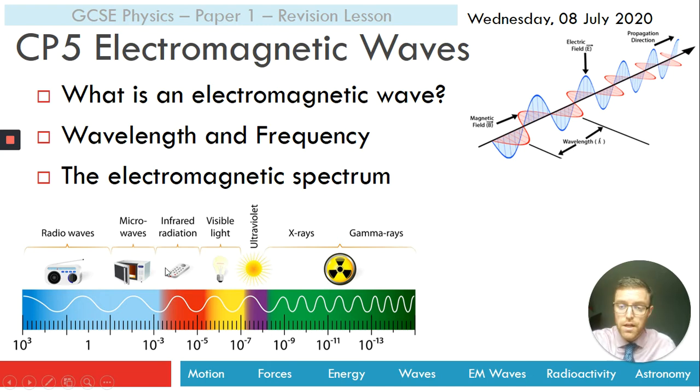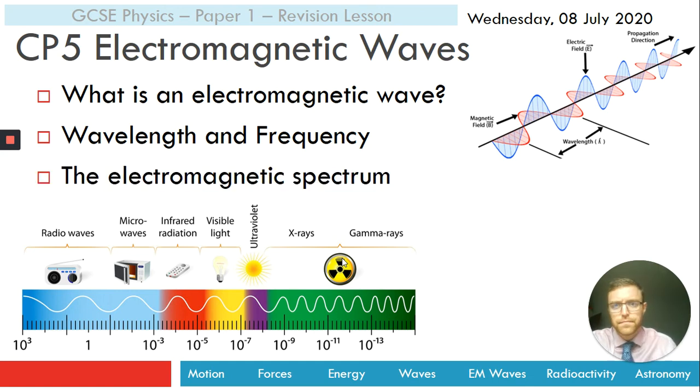On the picture here, you've got some examples of things which create the different parts of the electromagnetic spectrum. So a radio, a microwave, a TV remote, a light bulb, the sun, the X-rays and gamma rays are created by unstable radioactive elements, and also X-ray machines for X-rays.